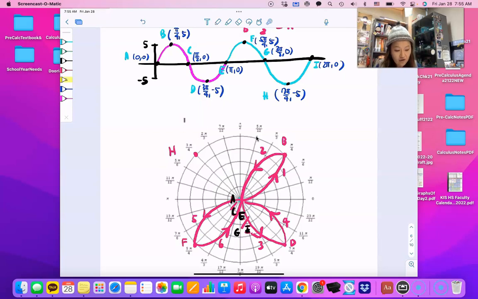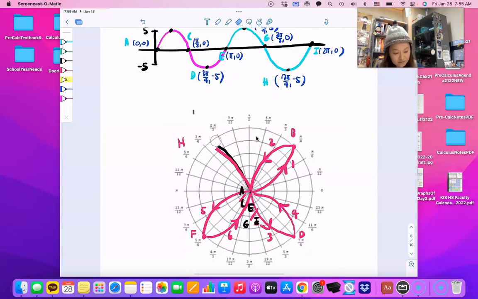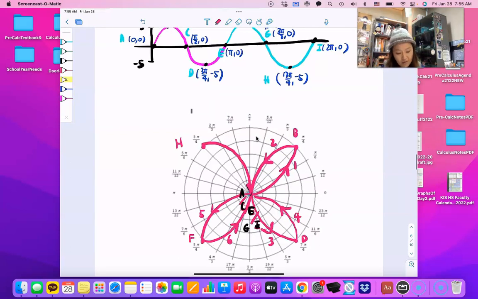You guys, how did it go from G to H? Did it go this way or this way? Think about it. Okay, it could only go this way. Oh, sorry, I used the wrong color marker here. Let me erase this. Make it prettier, okay? This was the coordinate H, and then we go that way, and then we go back to 0. So it went here and here.